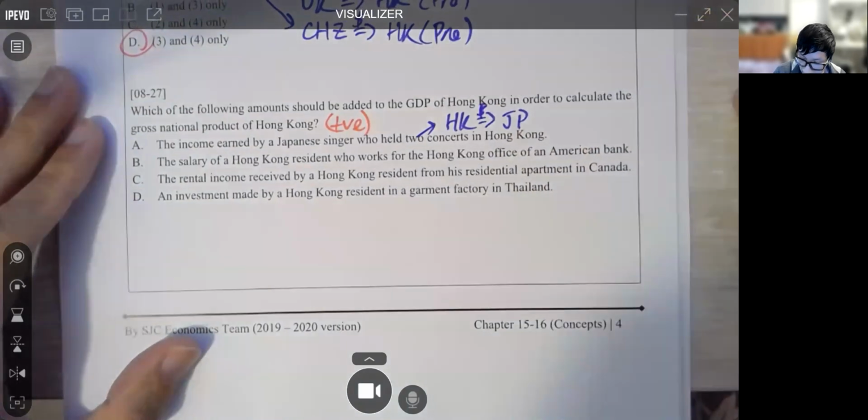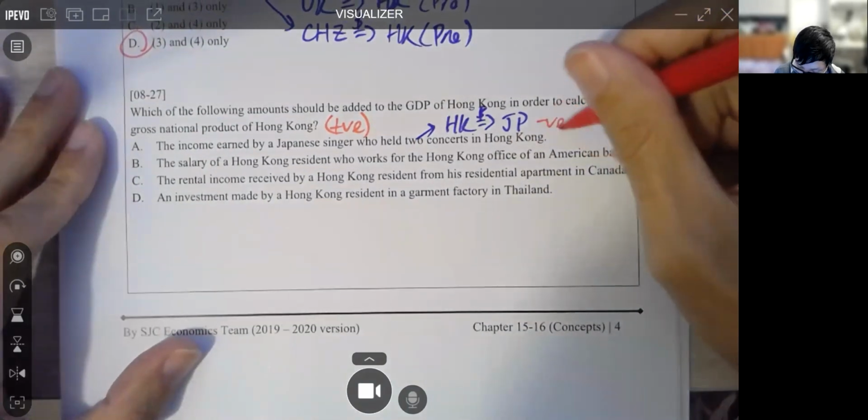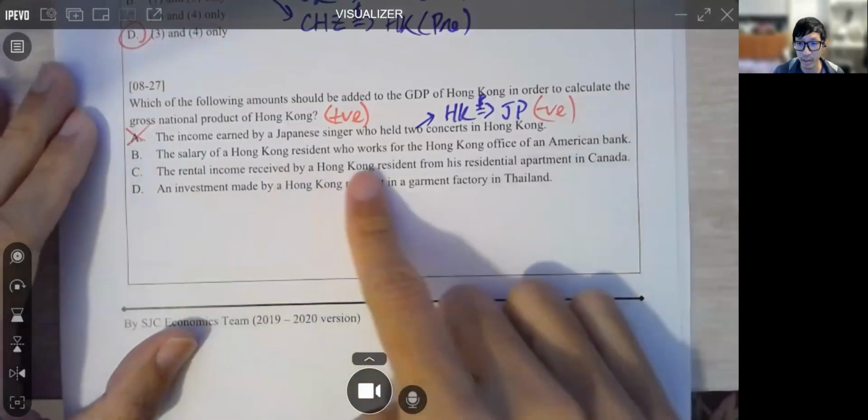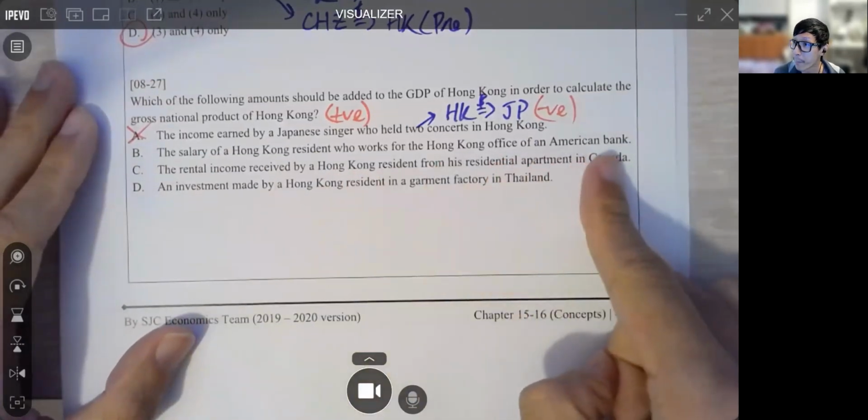So this is a negative item. Okay, unfortunately, not what we want. Okay, salary of a Hong Kong resident who works for a Hong Kong office of an American bank.